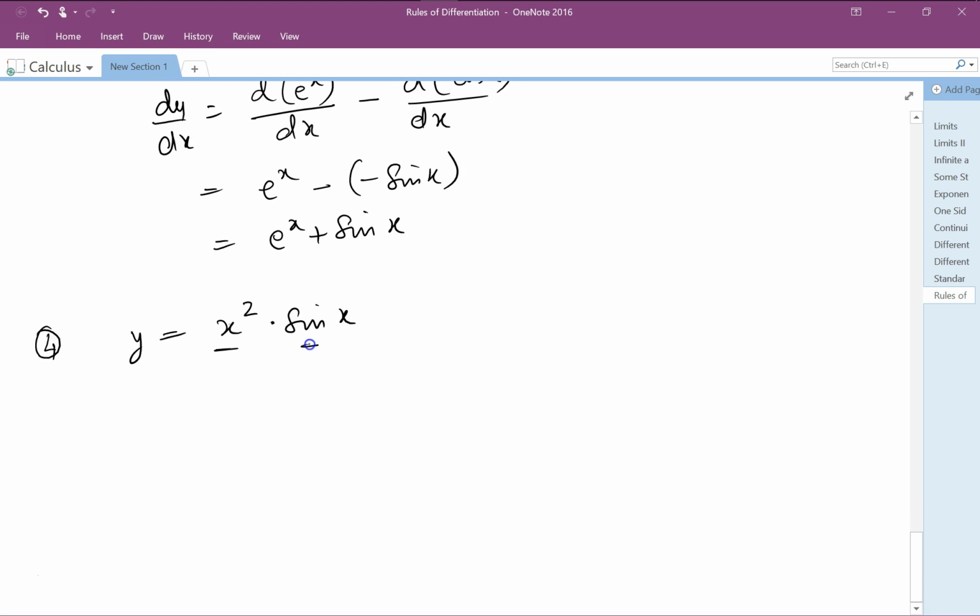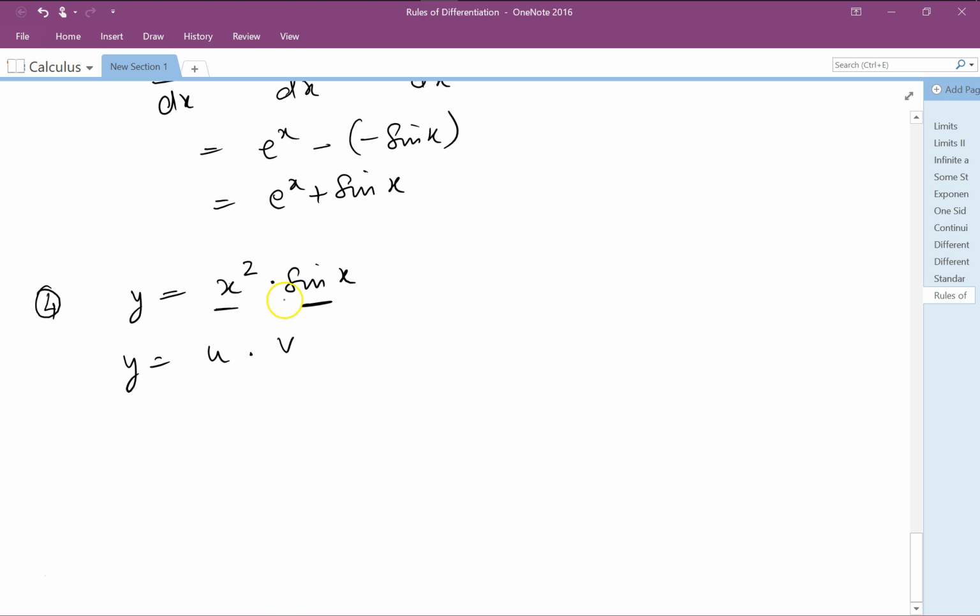This is a function and this is a function, and these two are being multiplied. So in general we can say a function multiplied by another function, but these two functions are both with respect to x. Now a small change in x leads to a small change in u and v and y. So y plus delta y is equal to u plus delta u times v plus delta v.